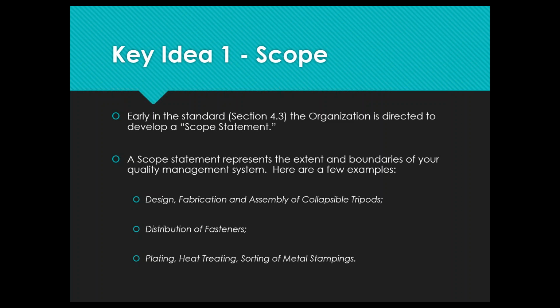So here's a couple of examples. Let's say that you are a design responsible company. So design, fabrication, and assembly of collapsible tripods. Maybe you're just a distributor. Distribution of fasteners, distribution of tires, could be anything. Maybe you're just a secondary manufacturing operation. So plating, heat treating, and sorting of metal stampings. Whatever it is that you do that you want the ISO certification for, that needs to be put together in your scope statement.